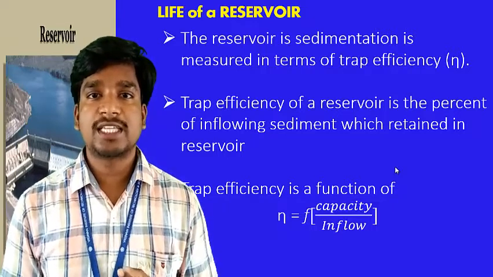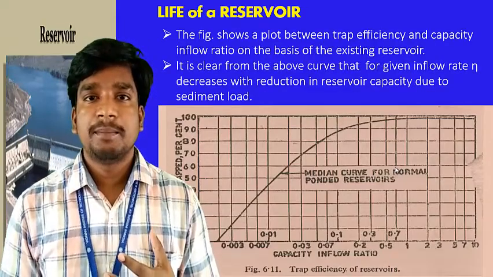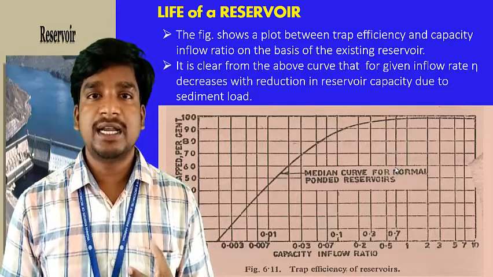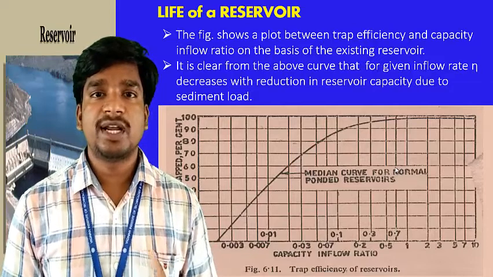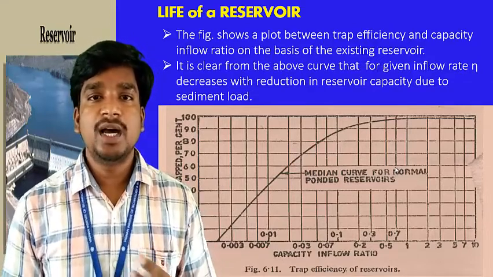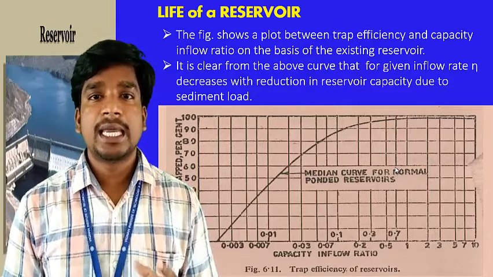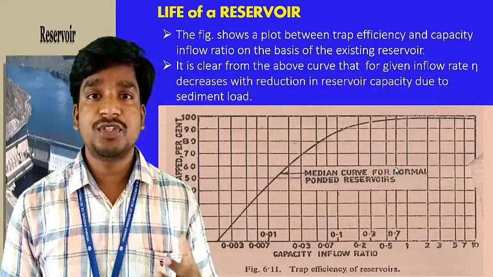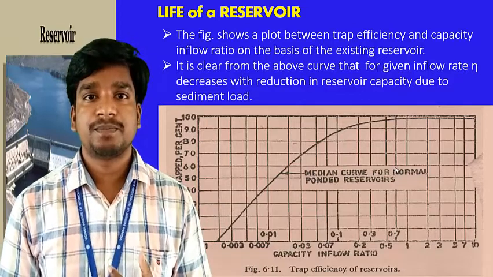Now moving on to the next slide. See here what we are doing based on the statistical data available. A survey is conducted on different small ponded reservoirs, and a graph is prepared showing how the trapped sediment varies along with the capacity to inflow ratio, because we have seen that trap efficiency is a function of the capacity to inflow ratio.